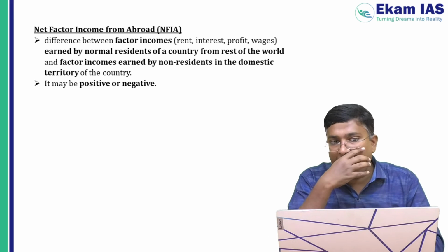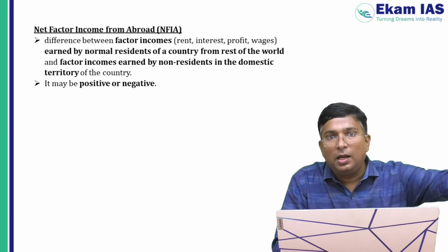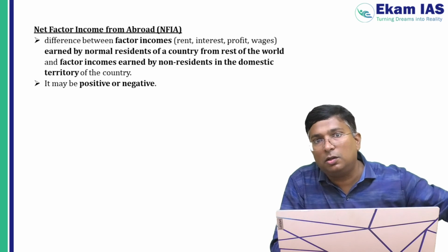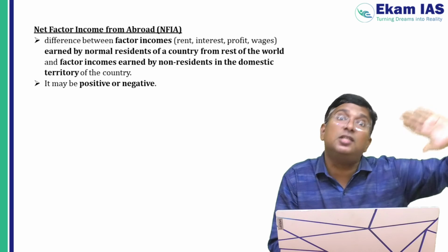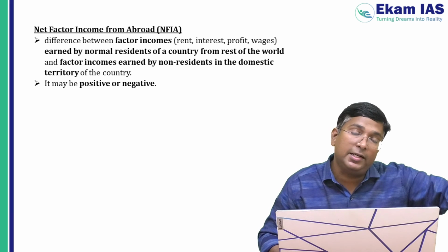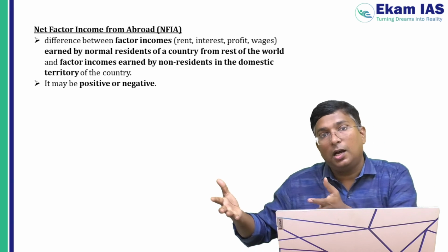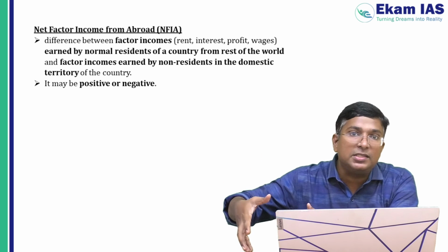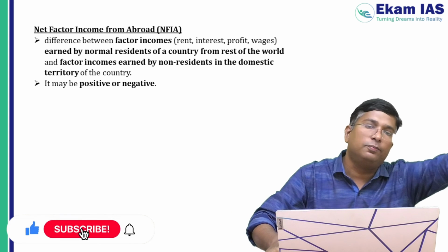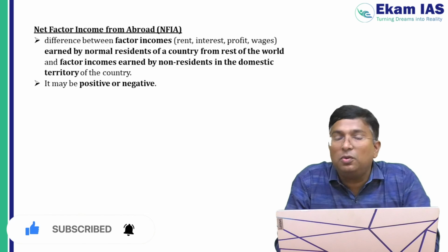Now, this net factor income from abroad can be positive or negative. If the factor income earned by the normal resident of a country from the rest of the world is more than the factor income earned by the non-resident in the domestic territory of that country, if the first one is more, then it will be positive, or otherwise it will be negative. So net factor income from abroad can be positive or negative.